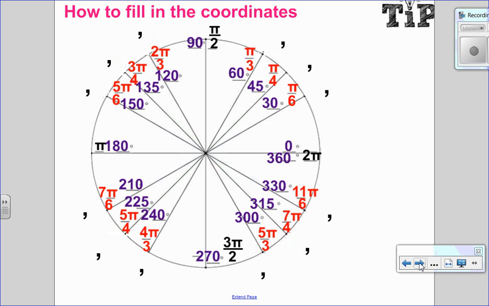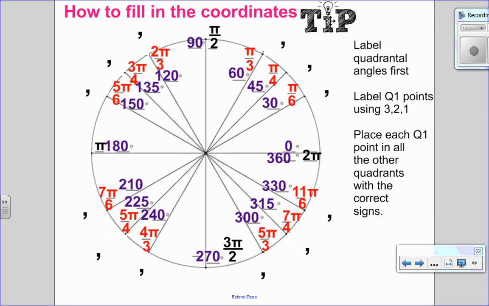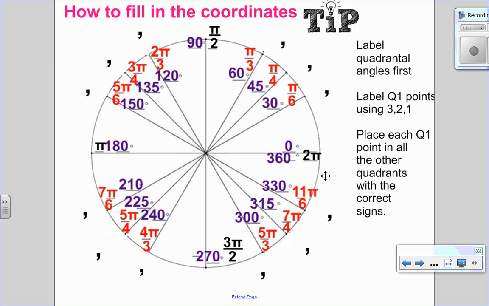So now that we have degrees and radians, now we just have to fill in our coordinates. So here's my tip for you. First of all, let's label the quadrantal angles first. These are all on the axes, and they're either positive or negative x or y intercepts. So I have those labeled.